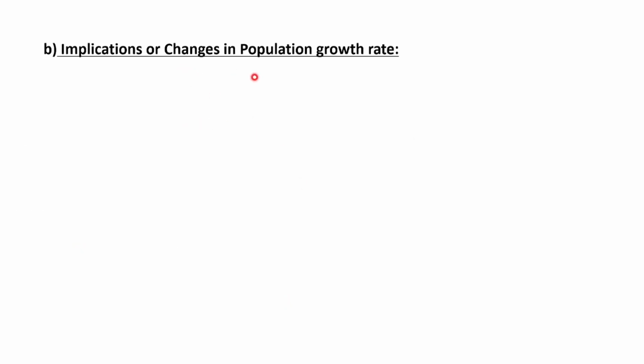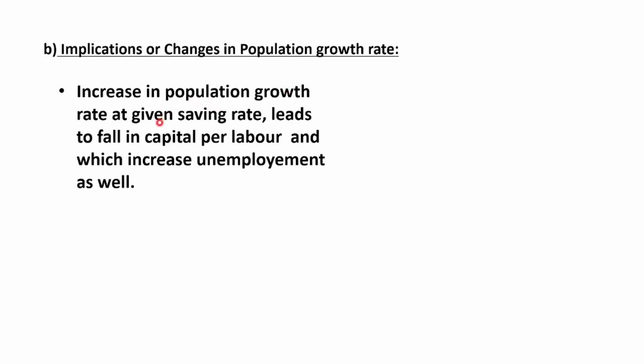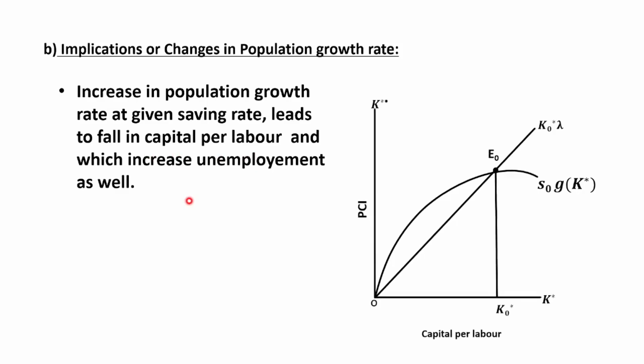Implications are changes in population growth rate. An increase in population growth rate at a given saving rate leads to a fall in capital per labor, which increases unemployment as well. Let's see from the figure. In the given figure, initially the economy is in equilibrium at point E0 and the population growth rate is K0 asterisk lambda. Let's suppose the population growth rate rises from K0 asterisk lambda to K1 asterisk lambda, keeping the saving rate constant. Then the equilibrium point, or the steady state point, shifts leftward from E0 to E1. That means there is a negative relationship between population growth rate and economic growth rate.